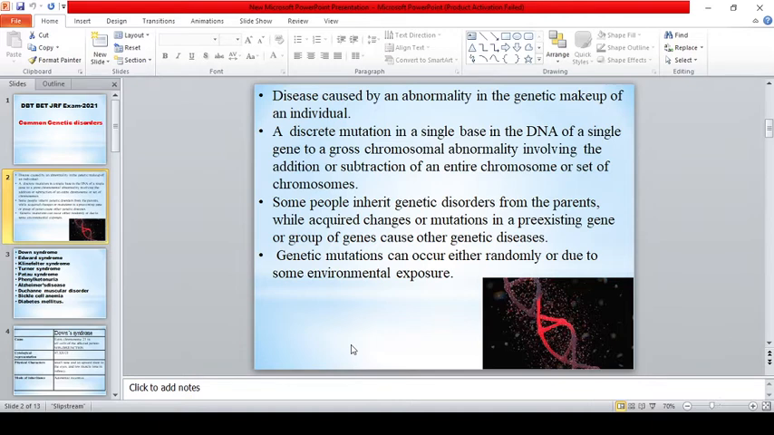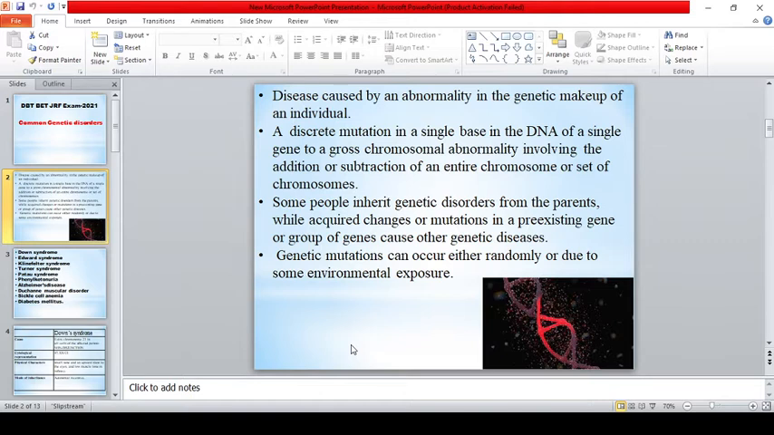This disease is caused by an abnormality in the genetic makeup of an individual, not a disease which is caused by environment or something else. It ranges from a discrete mutation in a single base in the DNA of a single gene to a gross chromosomal abnormality involving the addition or subtraction of an entire chromosome or a set of chromosomes. Students, we all know that a chromosome contains genes which contain DNA.